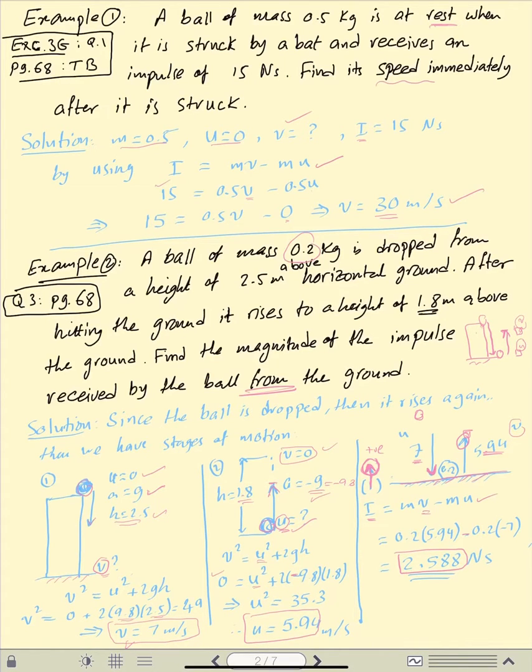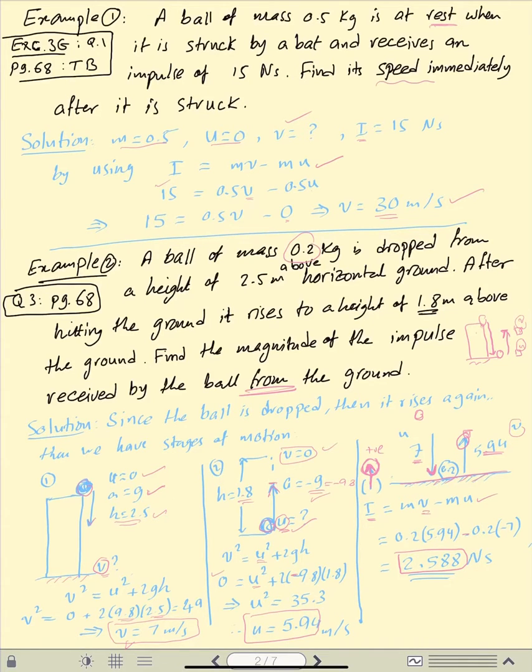Let's do some different examples. Example number 1, which is question 1 in exercise 3G, page 68, if you are studying from the Edexcel M1 textbook. The question says: a ball of mass half a kilogram is at rest when it is struck by a bat and receives an impulse of 15 Newton seconds. Find its speed immediately after it is struck.